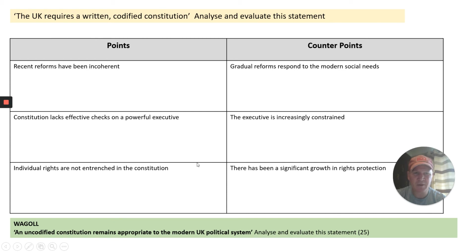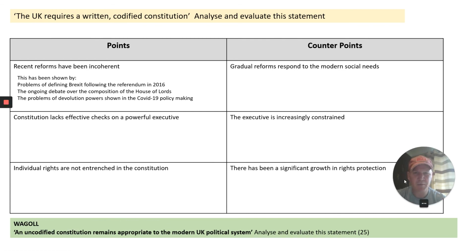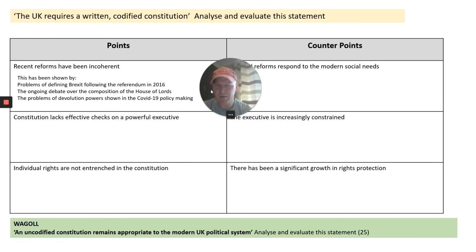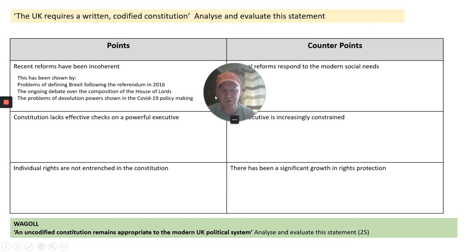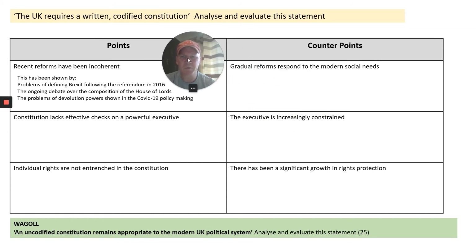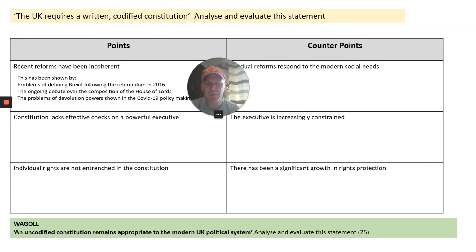If I was doing this on the table, I'd be putting in points like this. How incoherence is shown through Brexit, how it's shown through the fact that the composition of the House of Lords continues to be a debate, how it shows through the devolution powers being fairly inconsistent and having been shown to be difficult, and certainly in the most recent crisis. Okay, this could also be a flashcard with a point and this on the back of it.